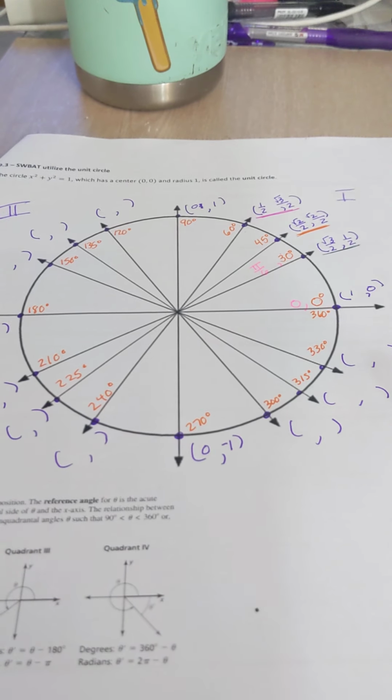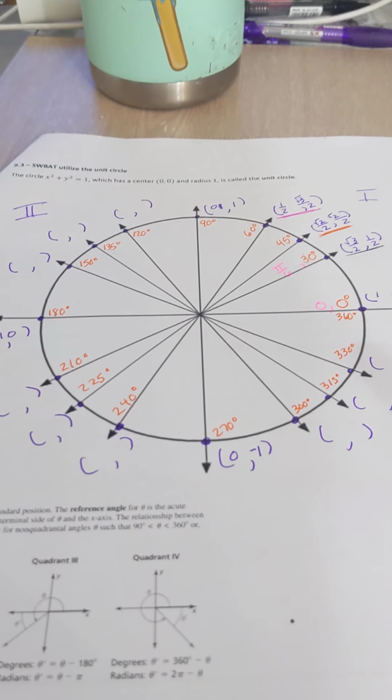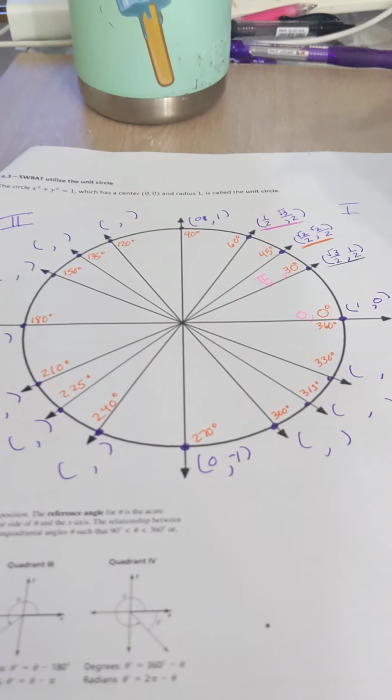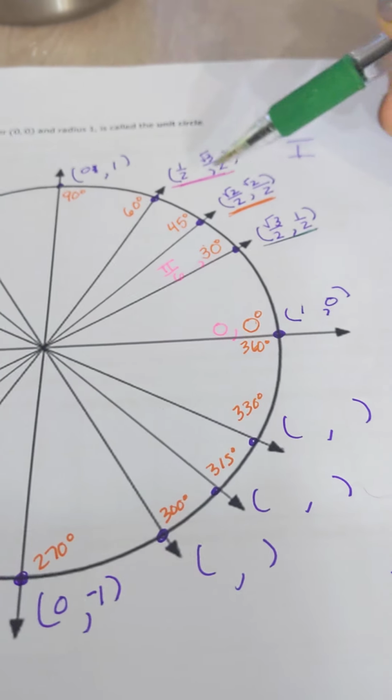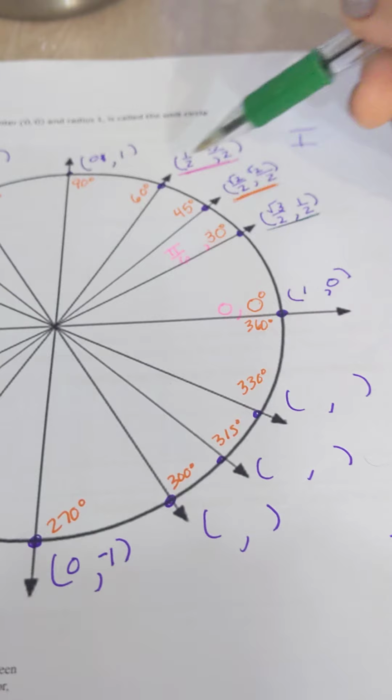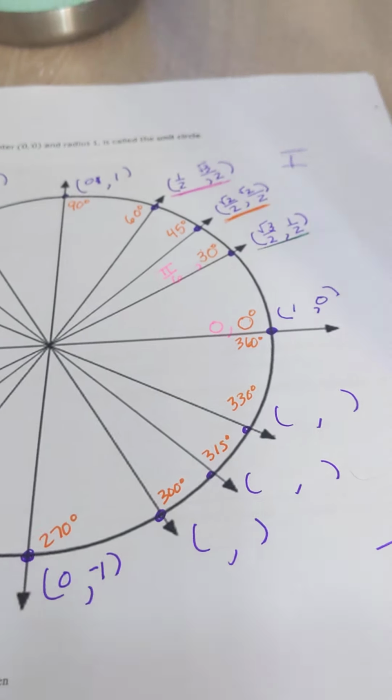Okay, normally I would do a screencast, but because I want you to do it on this paper, I think this is going to work better. So my apologies. All right, from the Nearpod assignment, you should have this quadrant, the coordinate points in this quadrant figured out of the unit circle.